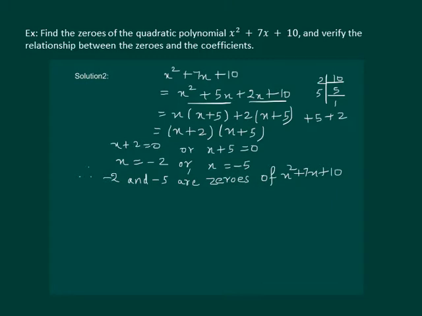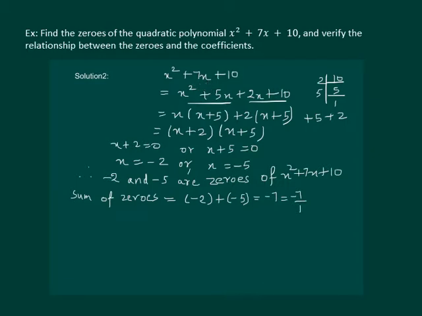Next, we have to establish the relationship between the zeros and the coefficient. So let us start with sum of the zeros. It comes out to be minus 2 plus minus 5, which is equal to minus 7, and this can be written as minus 7 by 1, but 7 is the coefficient of x term.